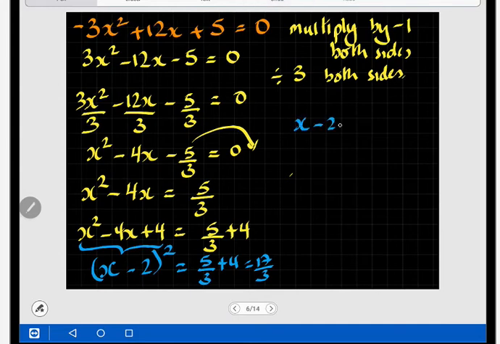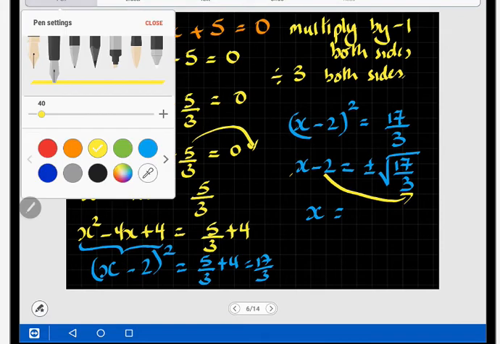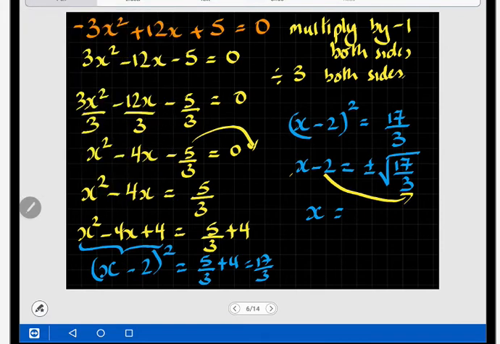So x minus 2 all squared is equal to 17 over 3. Right? So x minus 2 is equal to plus or minus the square root of 17 over 3. x will be equal to, I take this 2 to the other side, so my answer will be 2 plus or minus the square root of 17 over 3. There you go, guys. That's my answer.